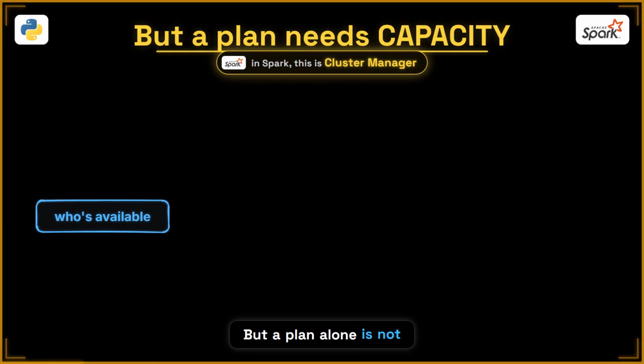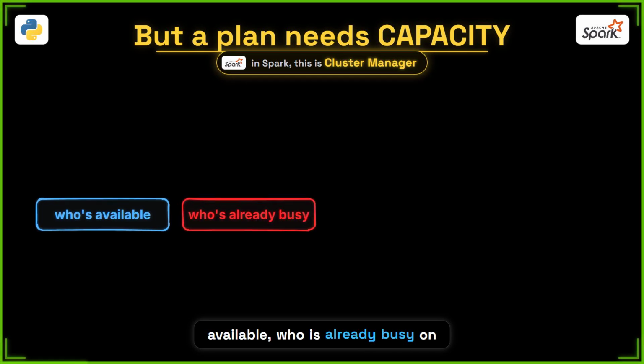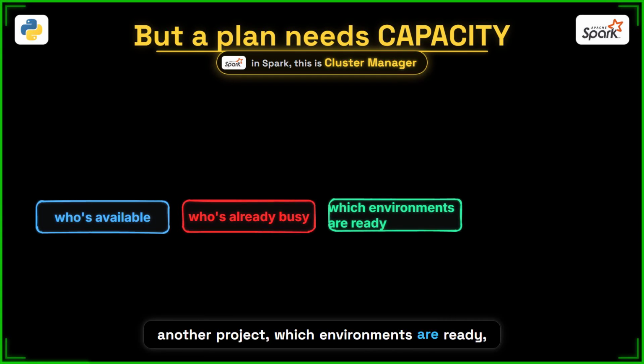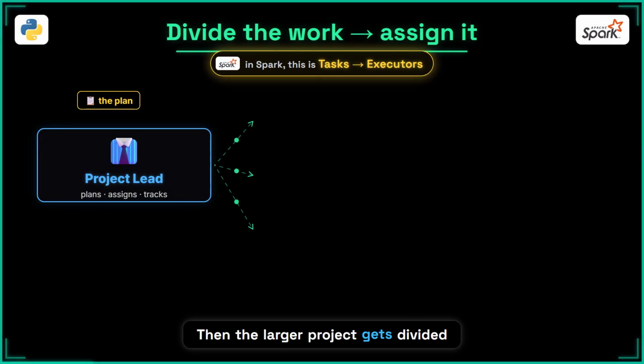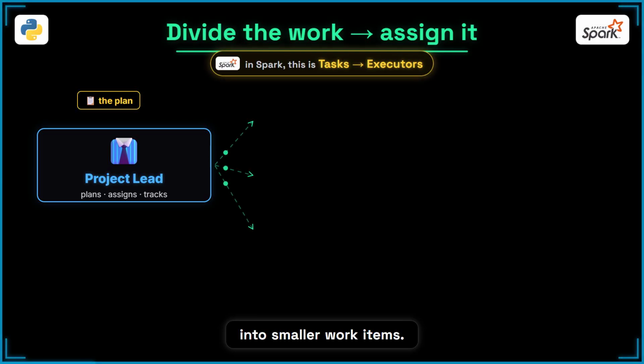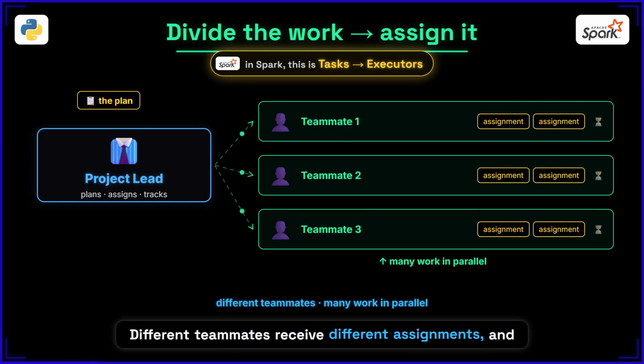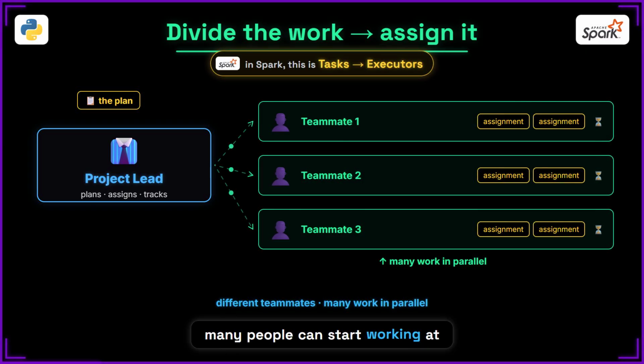But a plan alone is not enough, right? They also need capacity. They need to know who is available, who is already busy on another project, which environments are ready, and how much work the team can realistically take on. Then the larger project gets divided into smaller work items, and you may create the work items in Jira or somewhere, right? And different teammates receive different assignments, but many people can start working at the same time.